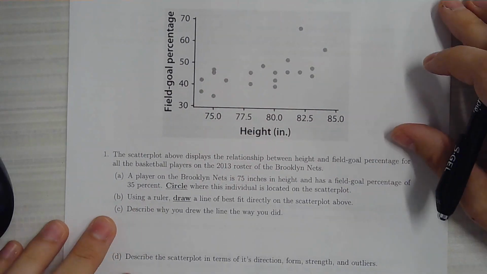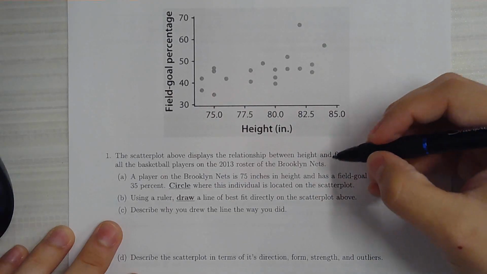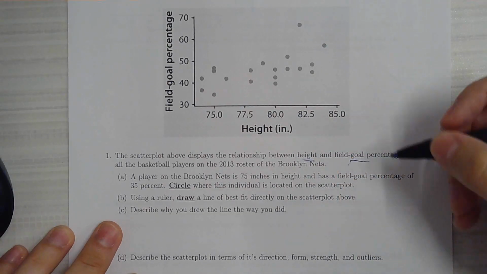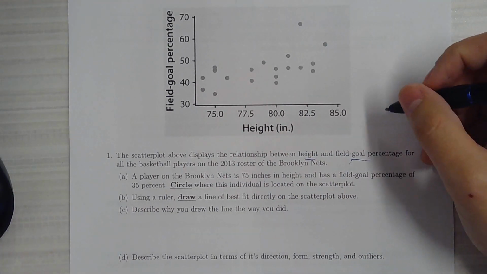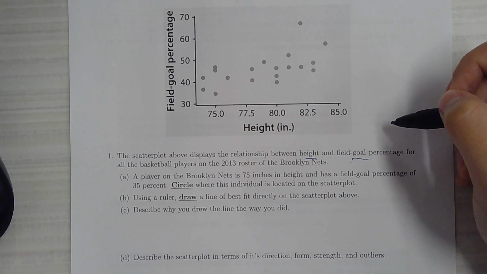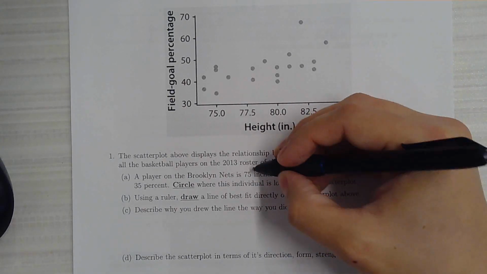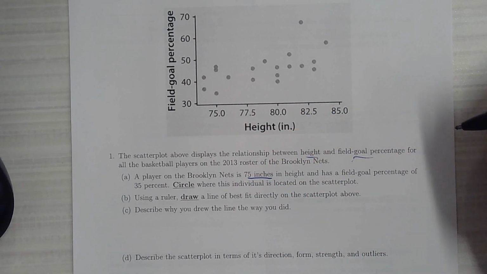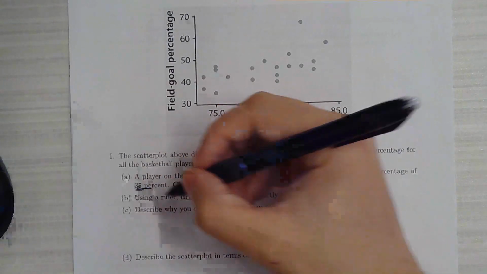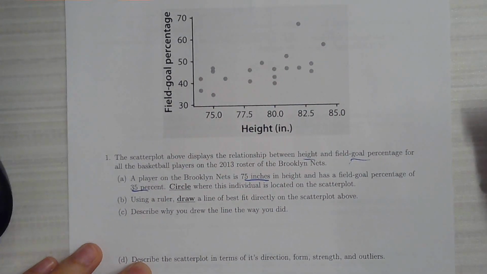All right, let's look at number one right here. The scatter plot above shows the relationship between height and field goal percentage for all the basketball players on the 2013 roster of the Brooklyn Nets. A player on the Brooklyn Nets is 75 inches in height and has a field goal percentage of 35%. Circle where this individual is located on the scatter plot.